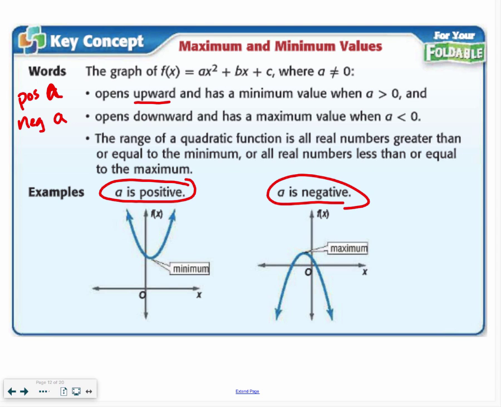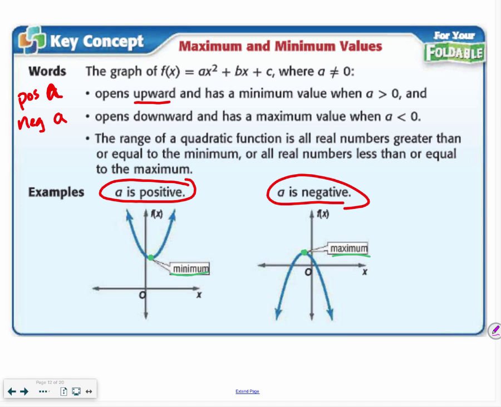When it's a positive a, if you look at the graph, our vertex is the lowest point on that graph. When a is negative, it's upside down. That vertex is the highest point, so it becomes a maximum. So we call those vertices minimums and maximums on parabolas. So I'm going to ask you to be able to identify, is a graph going to have a minimum or a maximum? And I'm going to ask you to tell me what that is.